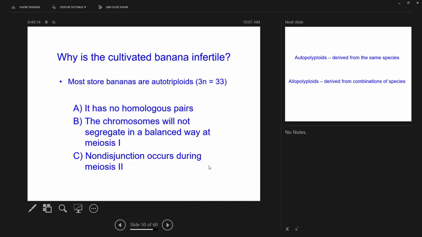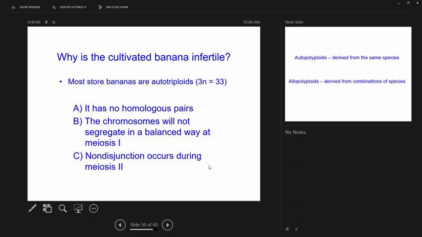All right, so most store bananas are triploids. We're going to talk about what this means again in a second, but an autotriploid just means it's 3 of the exact same genome. So they are 3n equals 33. That means how many different kinds of chromosomes do they have? 11. And how many of each are there? 3. So there's 3 sets of 11 different chromosomes.